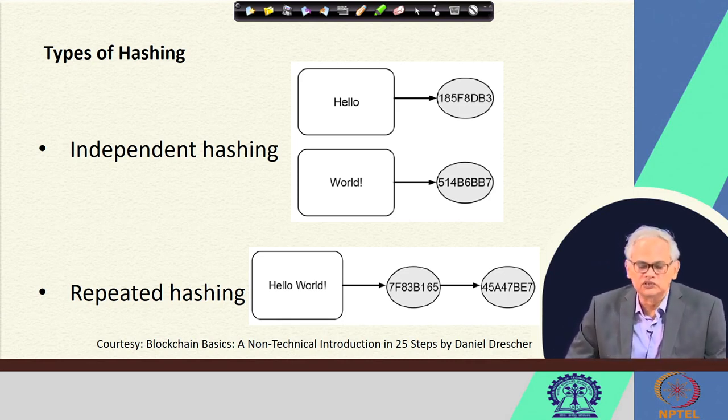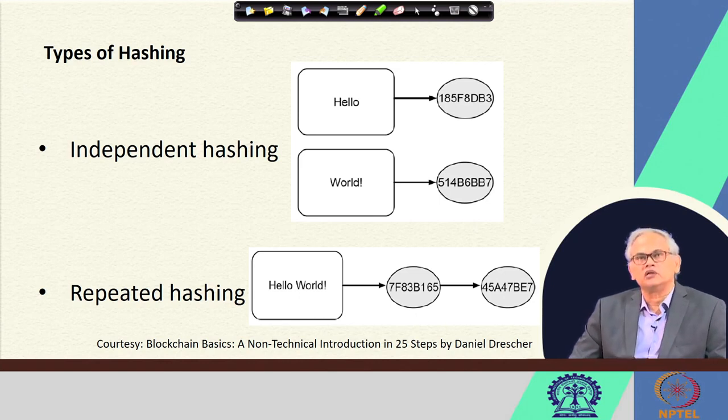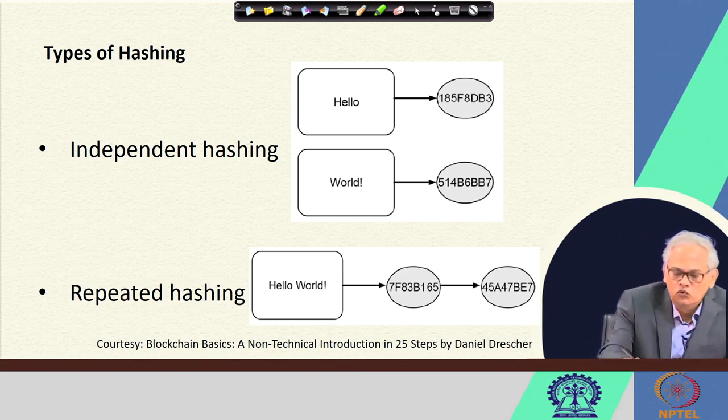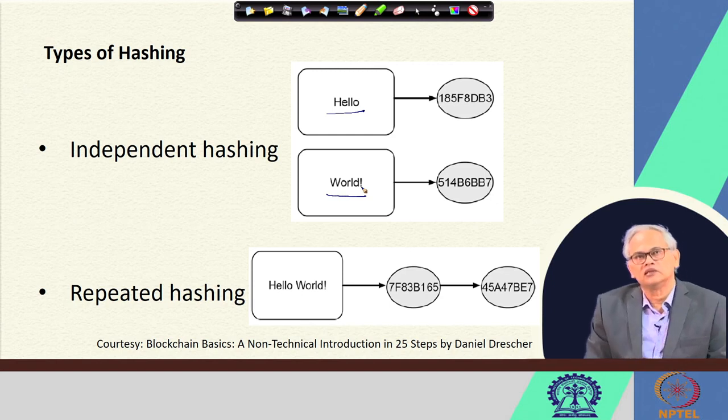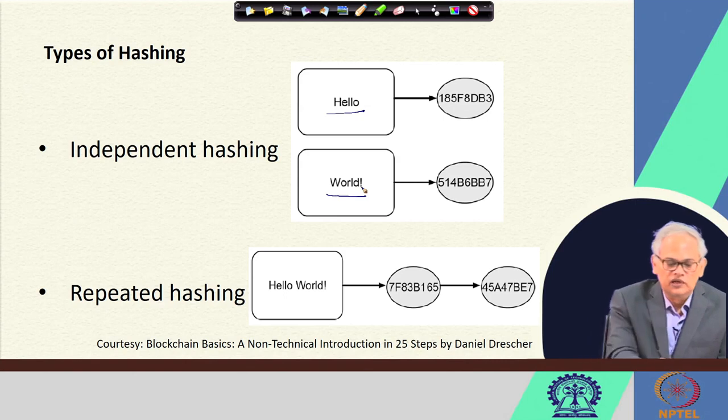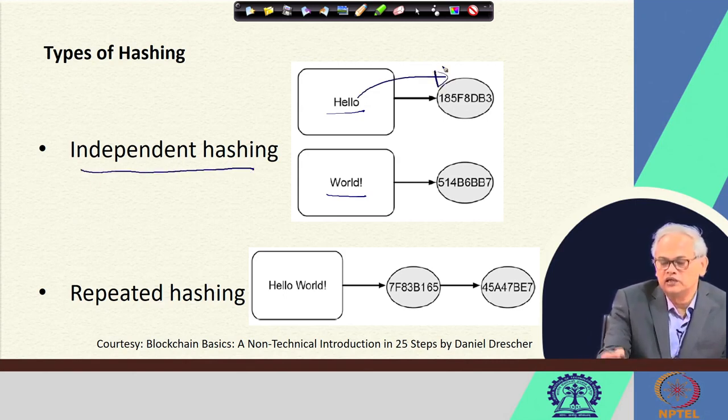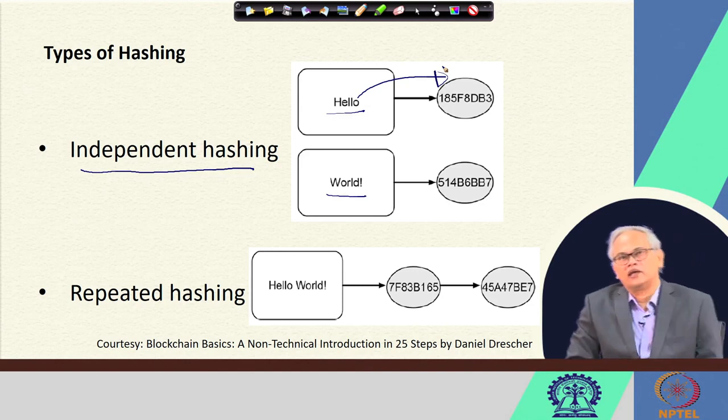Say we have 2 pieces of text, one is hello and the other is world with the exclamation mark. We want to hash these 2 pieces of data. So, in independent hashing, from hello we do the hashing and we get the hash.